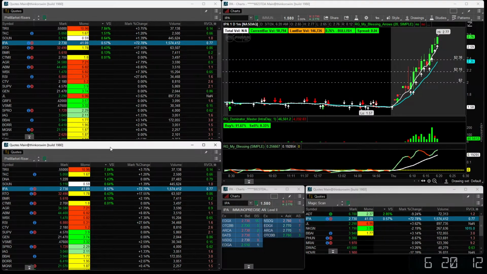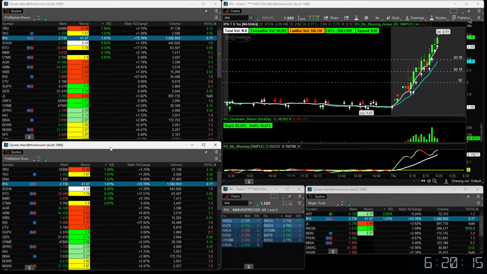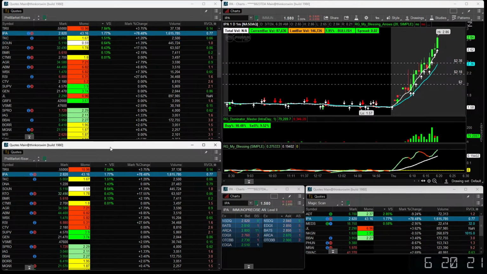Seems to be a little bit smoother movement now, but now we've got to decide where the top is. Still rising.